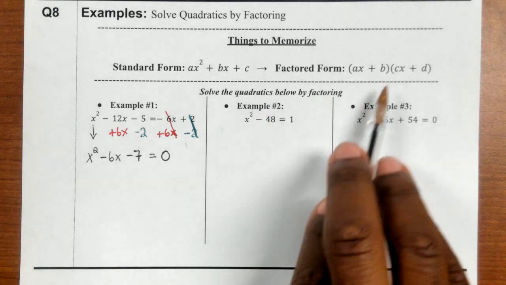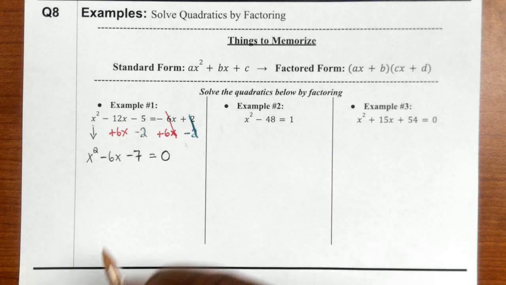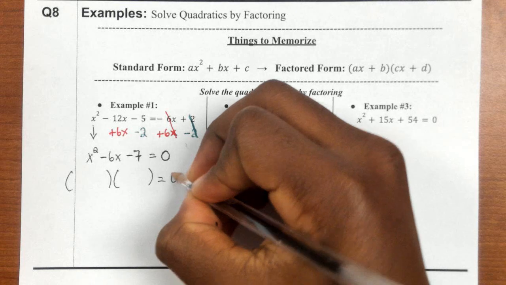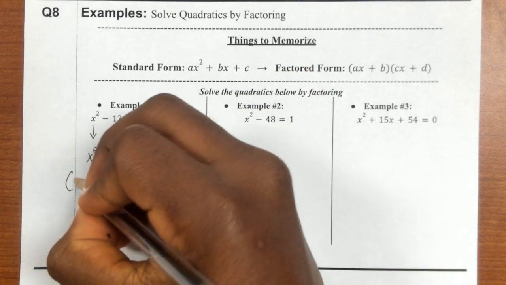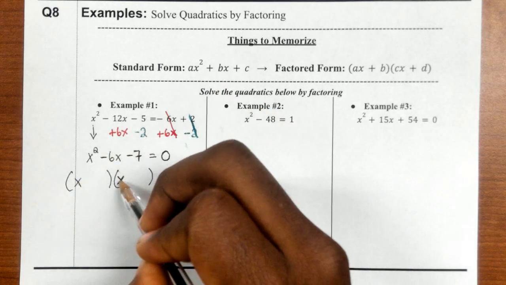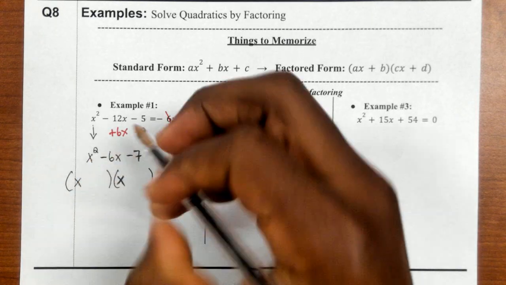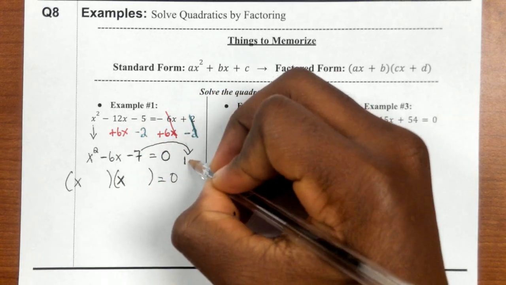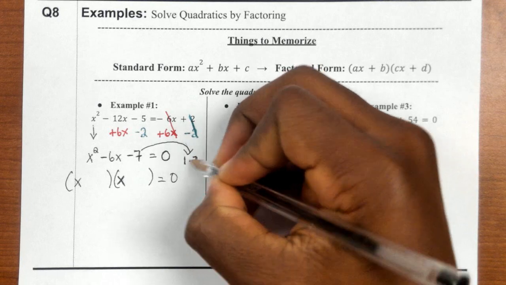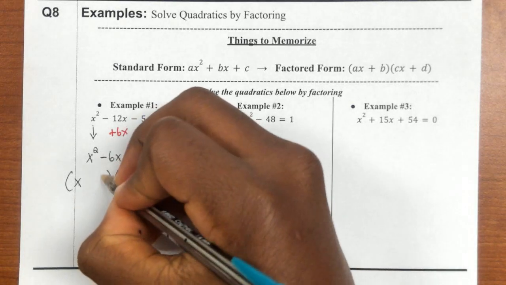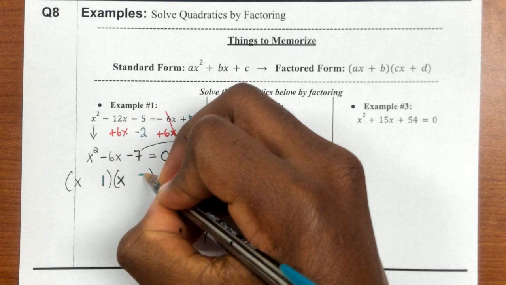So now I'm going to convert it to factored form. So factored form is 2 pairs of parentheses, okay? So the first thing we can put is 2 sets of x's inside of that parentheses, because we know that x multiplied by x gives me x squared. Now I'm going to find all the numbers that multiply to give me 7, which is 1 and 7, and that's the only pair that multiplies to give me 7, okay? So that means that's the only pair that I can use. So inside of the parentheses, I'll put a 1 and a 7.